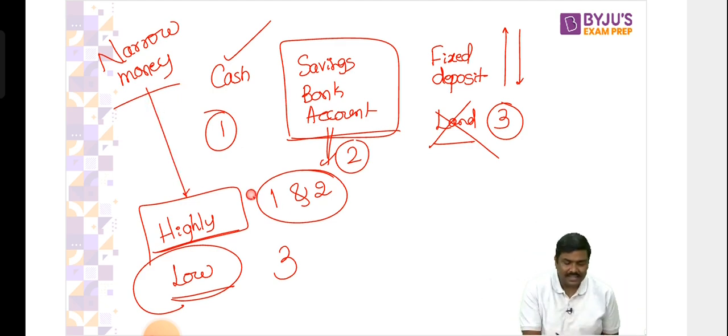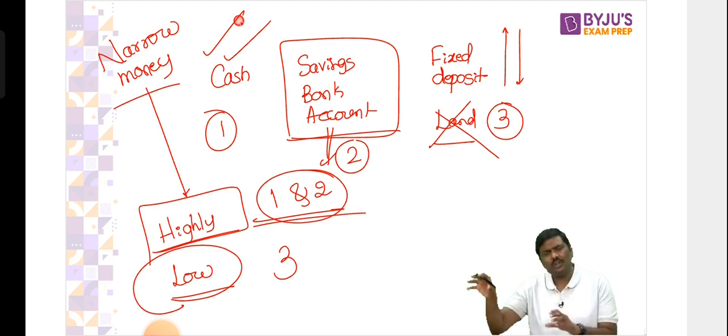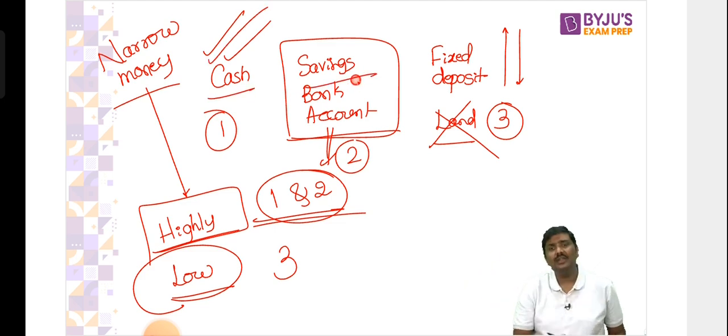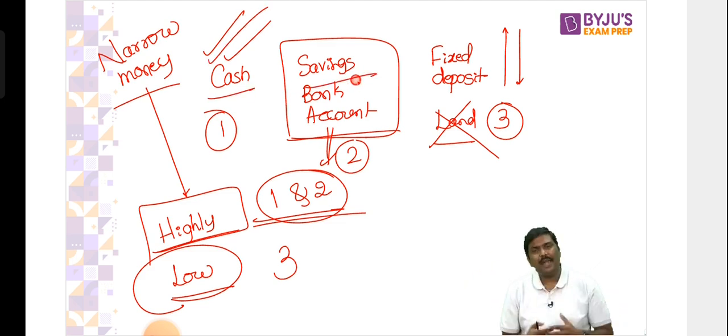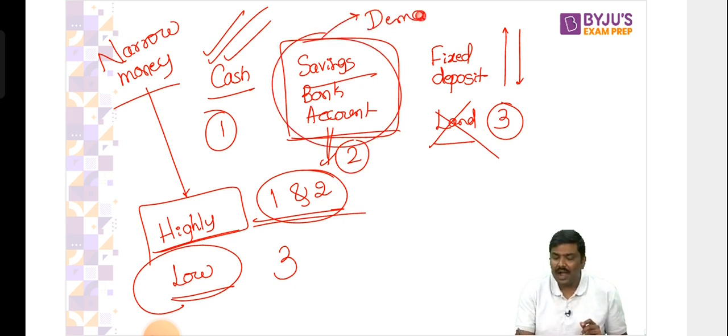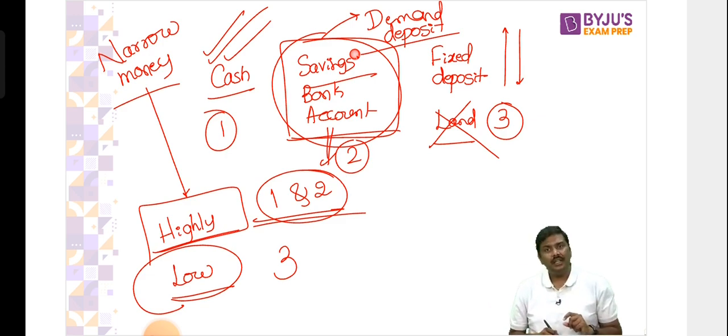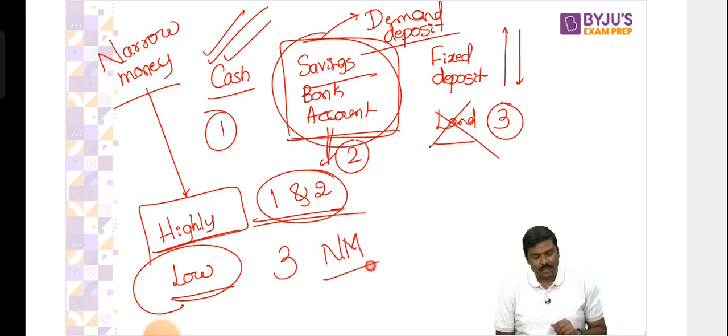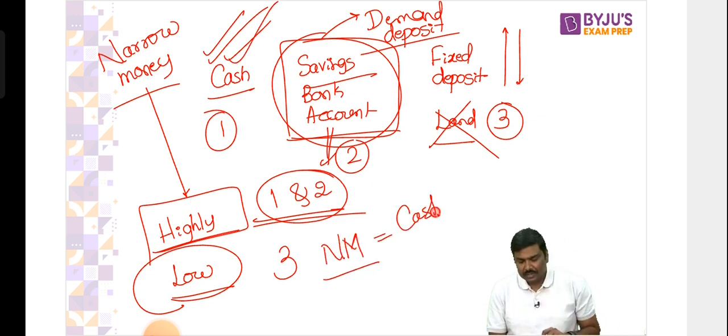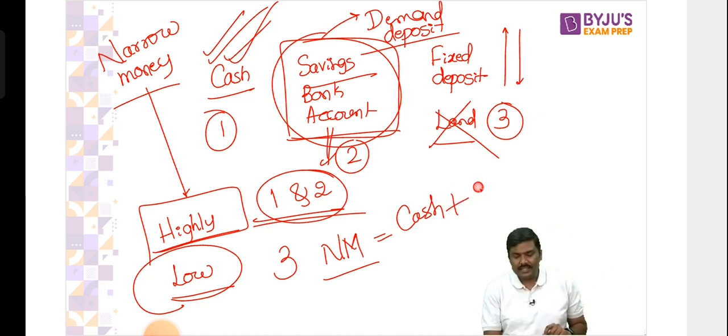So when I say narrow money, can I simply say that it is mostly, there is one more component, I'll tell you that. It is mostly the cash as well as savings bank deposit. But rather than savings bank deposit, I'll replace this with a term called demand deposit. Now, is it okay if I say that narrow money, NM, is equal to the cash which is there with the public, the cash that is there with all of us in the pocket, plus the demand deposit?